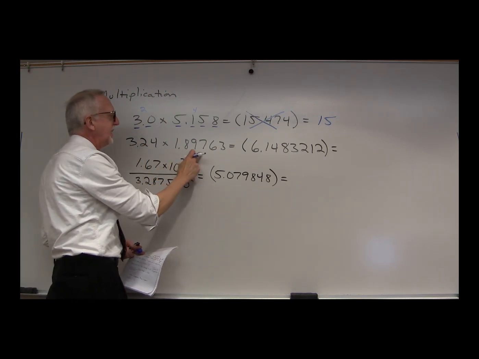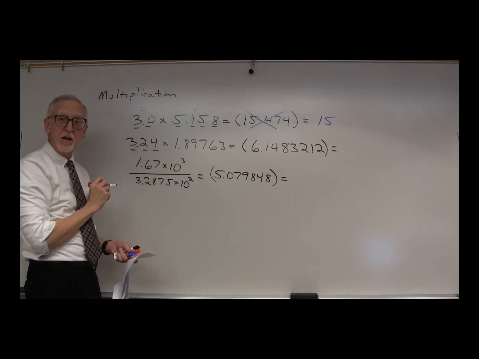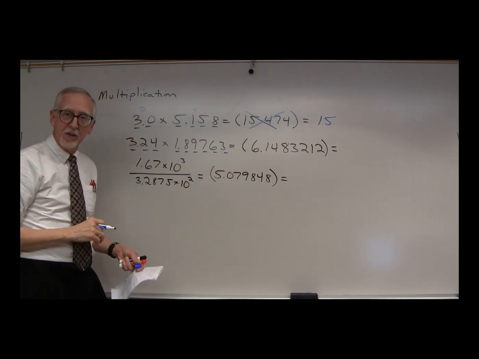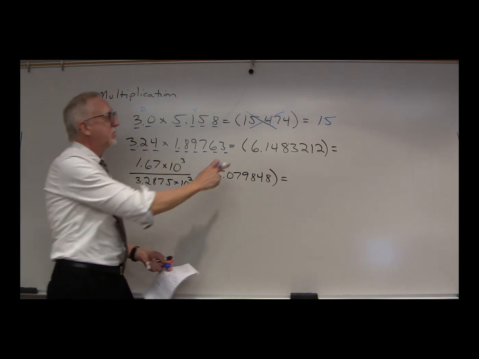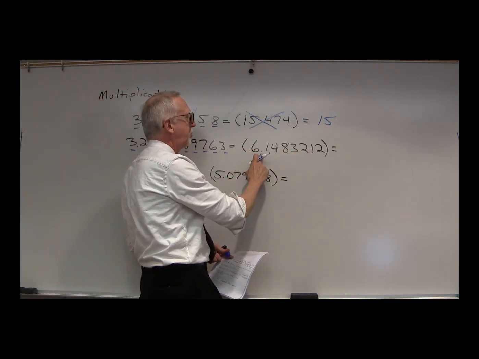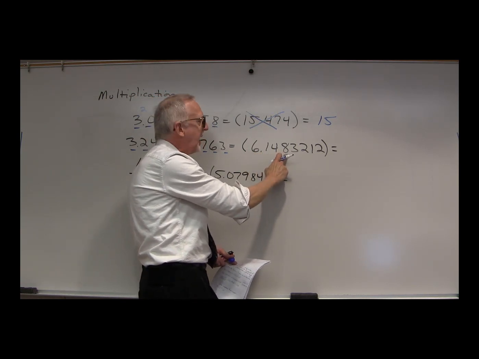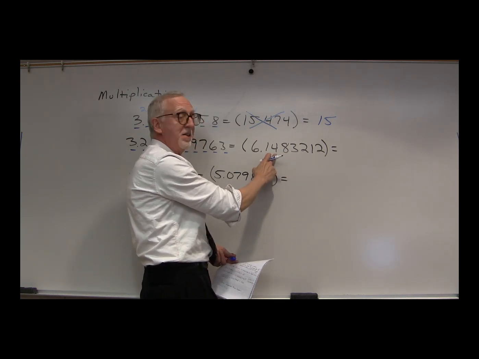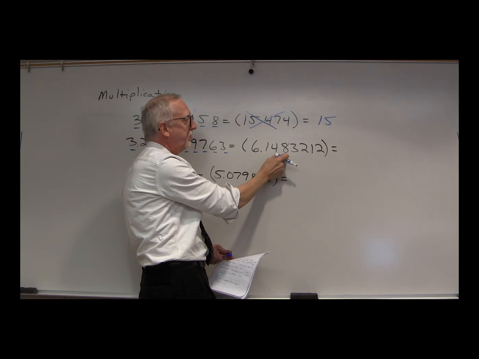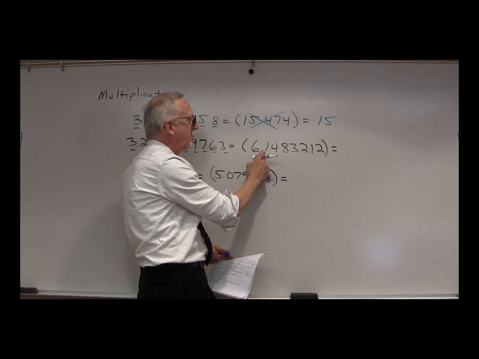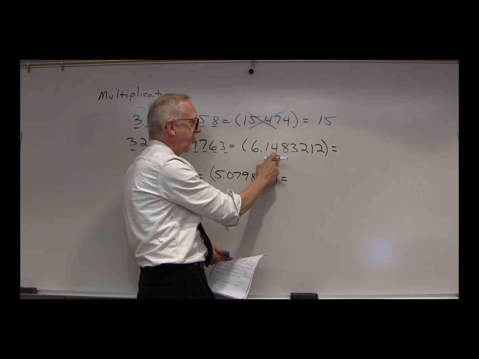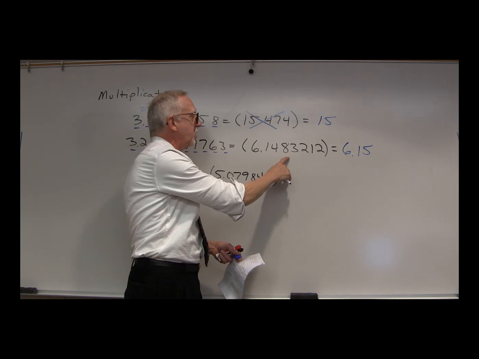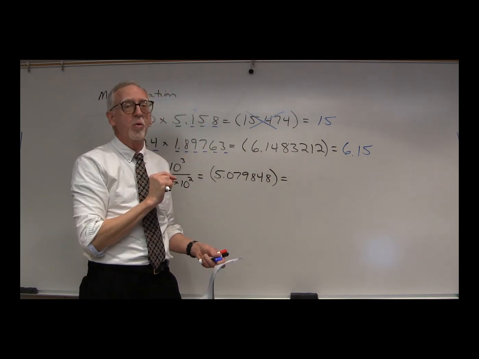3.24 times 1.89763. 3.24, that's got 3 sig figs. 1, 2, 3, 4, 5, 6 sig figs. How many sig figs can we keep? 3. So what is this to 3 sig figs? 6.1. Now just notice this 8, that's a big number. It's 5 or larger. That's going to round this up. This is actually closer to 0.15 than it is to 0.14. So we're going to write this as 6.15. So that 8, we're going to round up the value of the 4. We're going to round that up to 5.